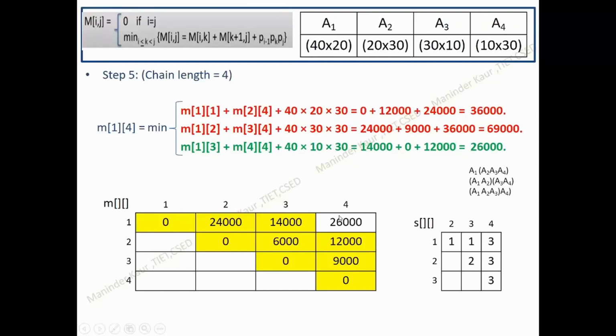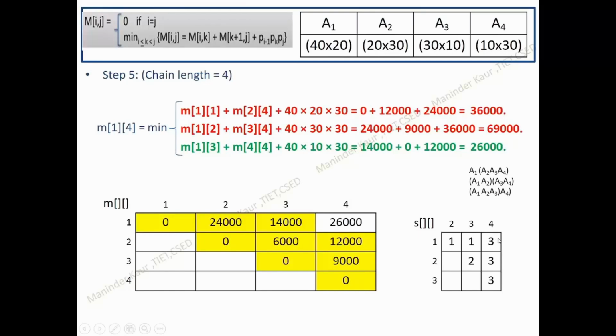And what is that order? That will be represented by this S array. Here the entry 3 in S1 to S4 means that when you are multiplying the matrices from A1 to A4, this gives the ordering for multiplying this chain of matrices, such that the 3 signifies that out of these three patterns, this is the optimal one. That means at the third matrix index, there is a splitting. This is what this array is interpreting.